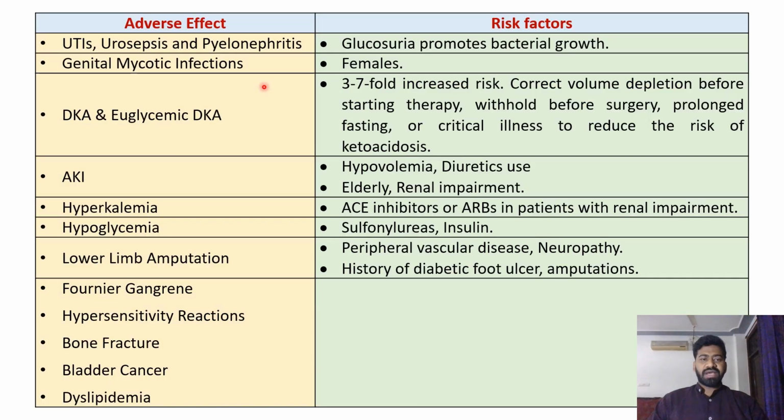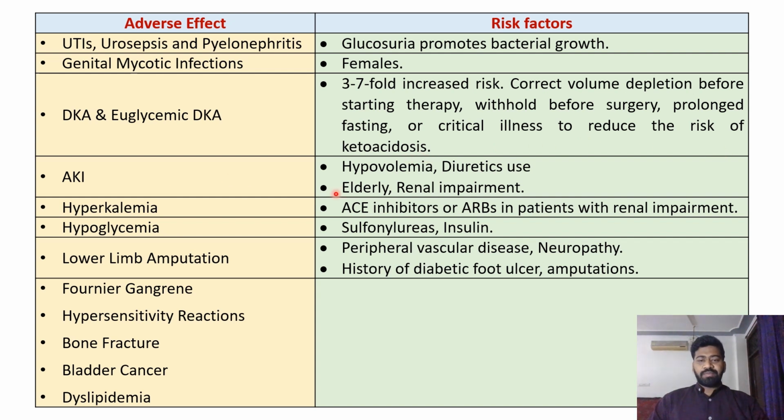Adverse effects include UTI, urosepsis, and pyelonephritis, because glucosuria promotes bacterial growth. Genital mycotic infections are more common in females. DKA and euglycemic DKA have a 3 to 7-fold increased risk. We need to correct volume depletion before starting therapy, and these drugs should be withheld before surgery, prolonged fasting, or critical illness to reduce the risk of ketoacidosis.